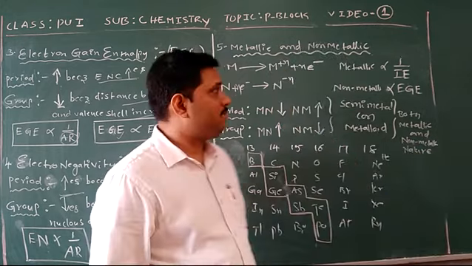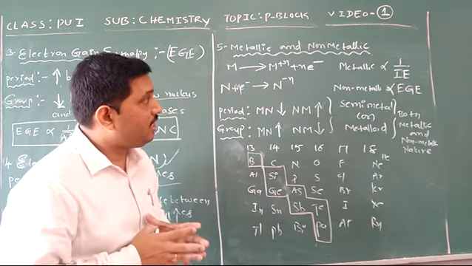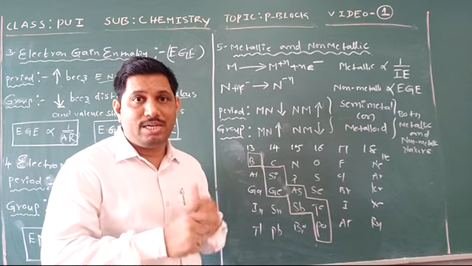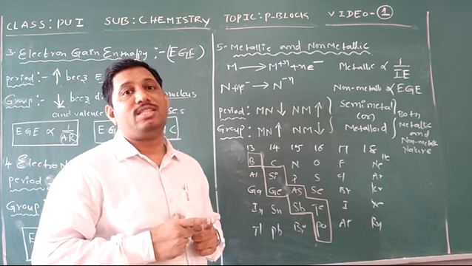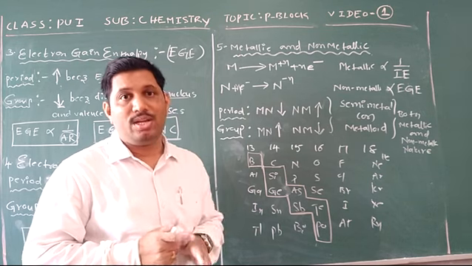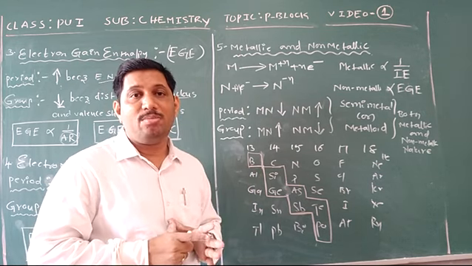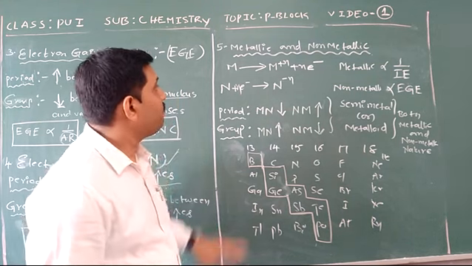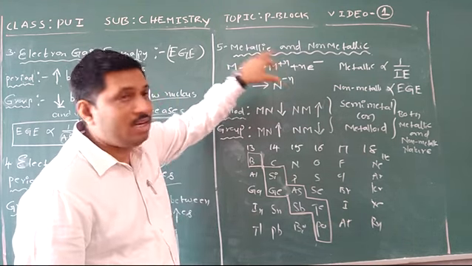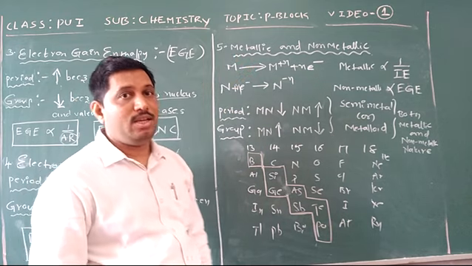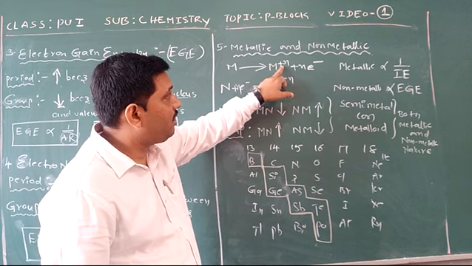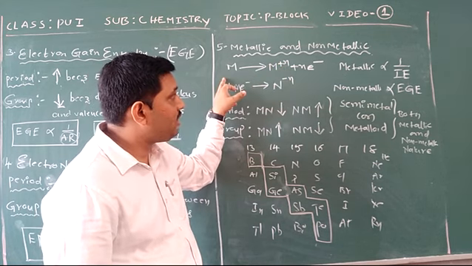Okay, students. Next one, metallic and non-metallic nature of p block elements. The only block which contains metals, non-metals, and semi-metals is the p block. S, D, and F block elements do not contain non-metals and semi-metals. Here, we are discussing the metallic and non-metallic nature of p block elements. Generally, elements that can be converted into positive ions or cations by the loss of electrons are known as metallic nature.